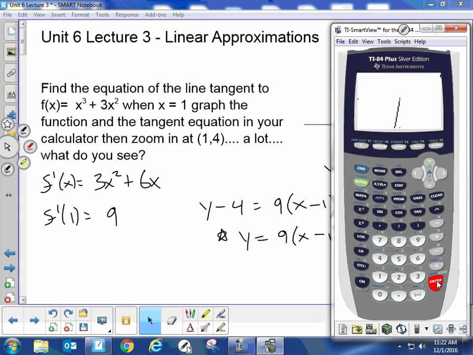So there's my original function. There's my tangent line. Zoom in one more. Trace. Go to 1. Enhance. What do we see? One line, right? You see one line, but there's two lines. There is your function and the tangent line.